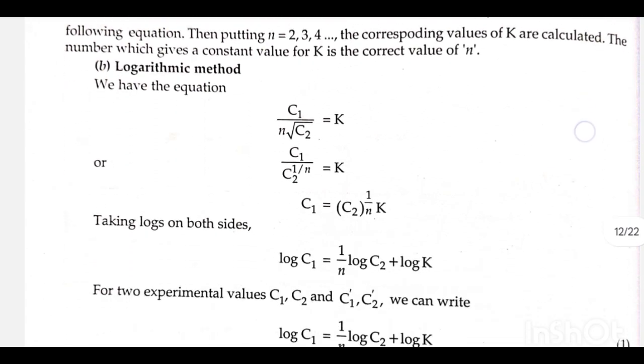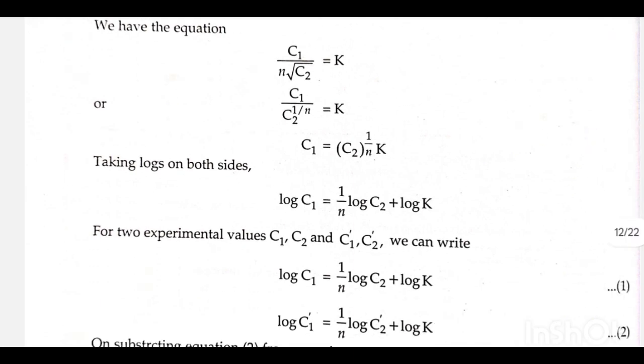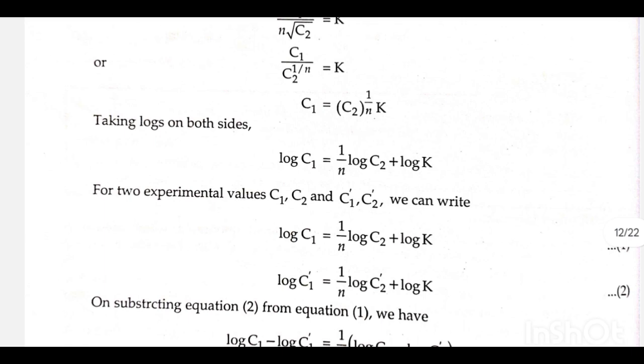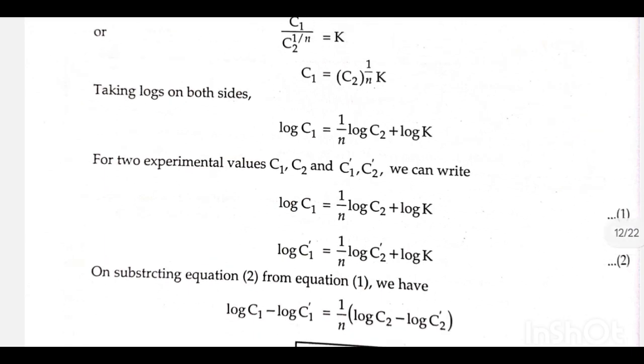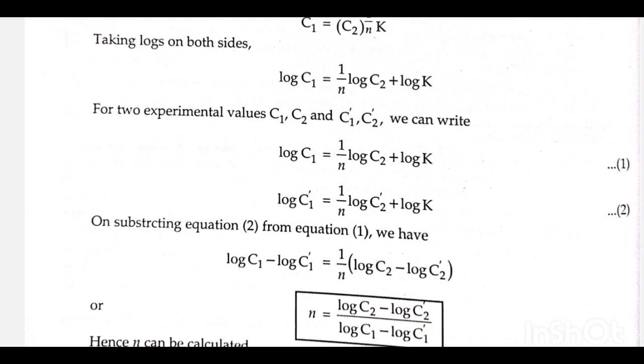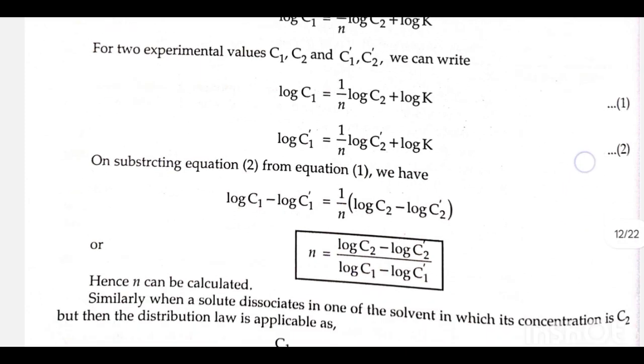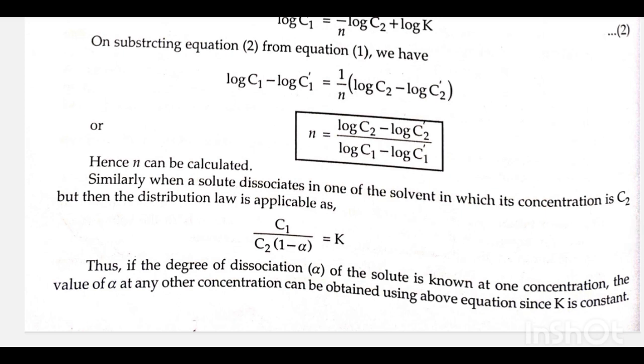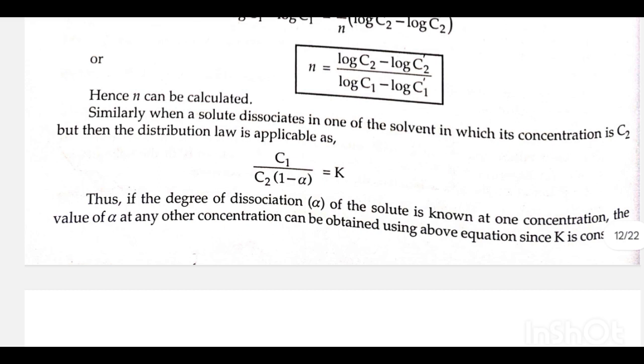B. Logarithmic method. We have the equation C1 upon nth root of C2 is equal to K. C1 by C2 to the power 1 by n is equal to K. C1 is equal to C2 whole power 1 by n into K. Taking logs on both sides, log C1 is equal to 1 by n log C2 plus log K. For two experimental values C1, C2 and C1 dash, C2 dash, we can write log C1 is equal to 1 by n log C2 plus log K, and log C1 dash is equal to 1 by n log C2 dash plus log K. On subtracting equation 2 from equation 1, we have log C1 minus log C1 dash is equal to 1 by n into log C2 minus log C2 dash. n is equal to log C2 minus log C2 dash upon log C1 minus log C1 dash. Hence, n can be calculated.